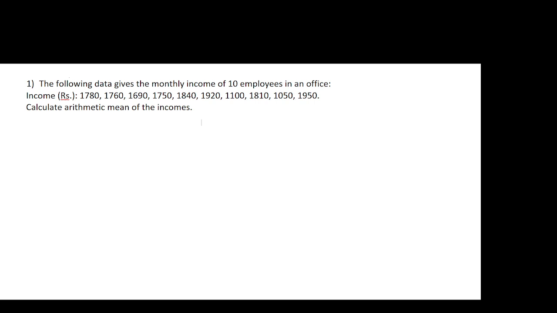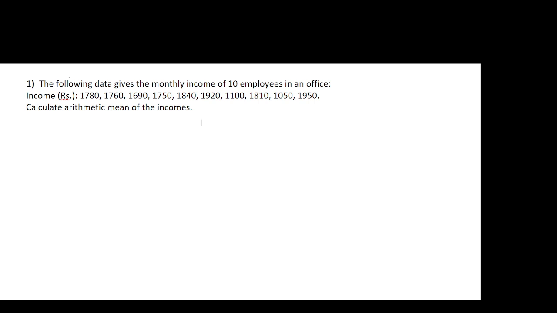Now you can see the example given here. The following data gives the monthly income of 10 employees in an office. Income is given in rupees: 1780, 1760, 1690, 1750, 1840, 1920, 1100, 1810, 1050 and 1950. So these are the monthly income of 10 employees in an office. With this information, we have to calculate arithmetic mean of the incomes.